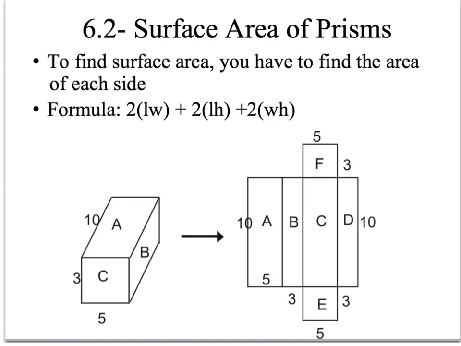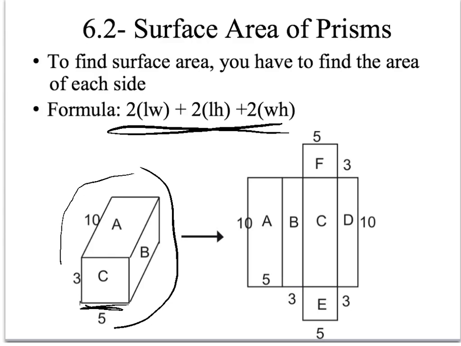Now, there is a formula here that I am giving you, but I'm going to caution you that at first you might want to just kind of open up an object and try to think about each side and what it looks like. For example, here is a box. It is 5 by 3 and a depth of 10. So 5 by 3 by 10 is my height, width, and depth.